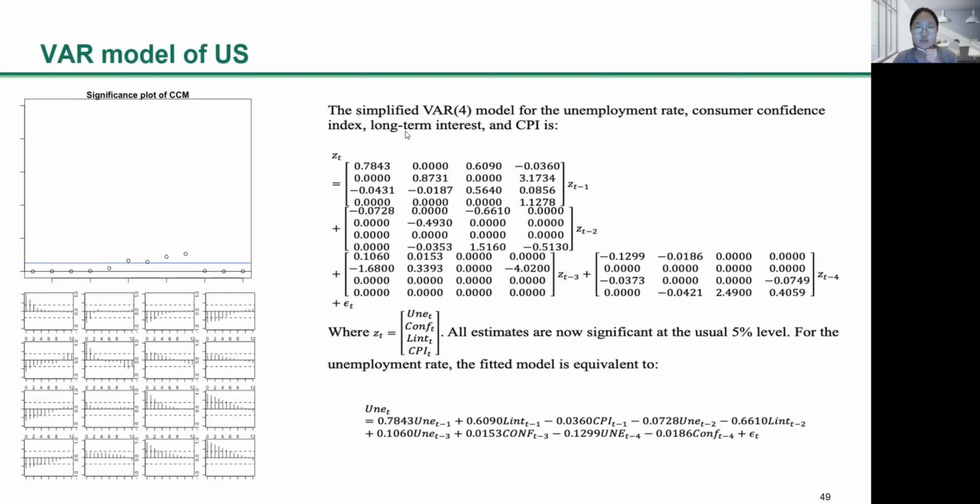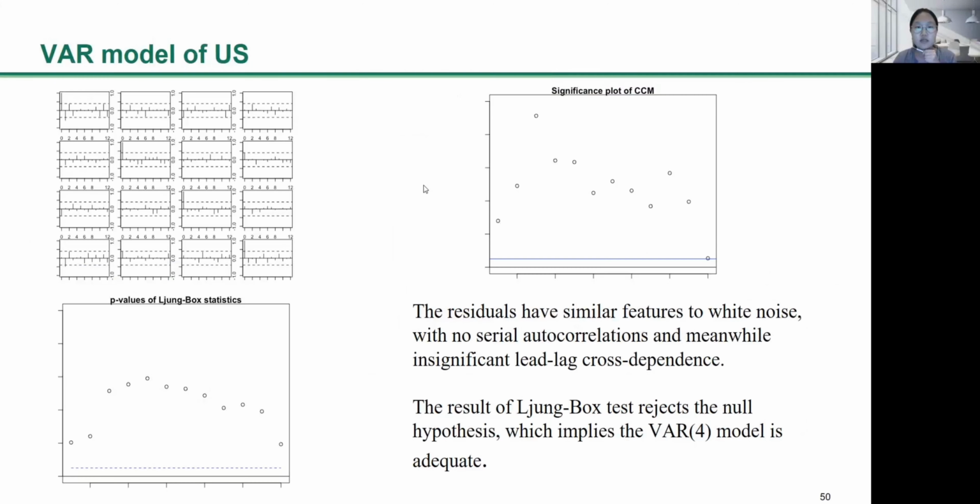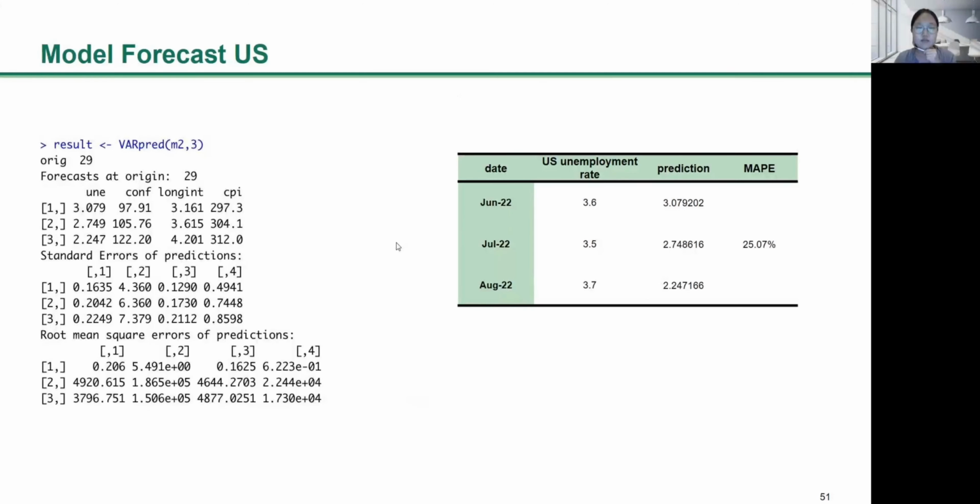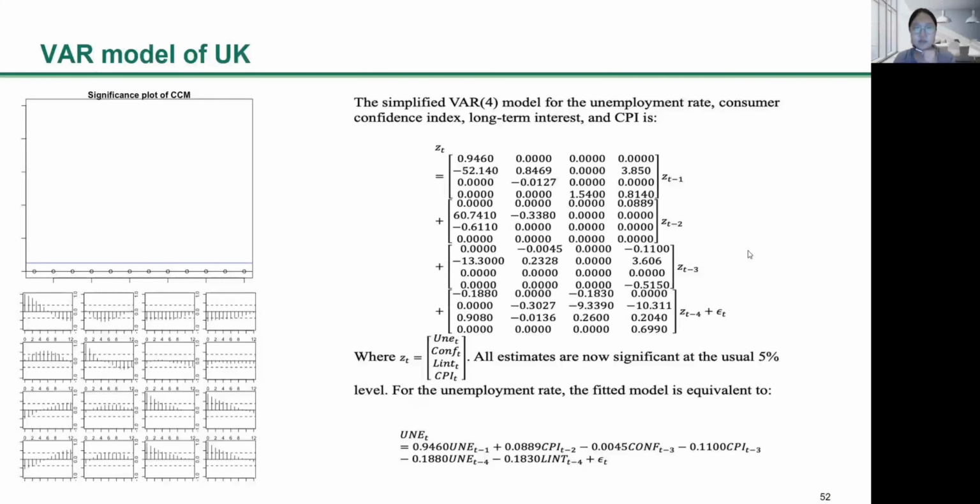Then we use a VAR(4) model to fit the data. The simplified VAR(4) model is shown below. The test of residuals implies the model is adequate. The MAPE of the prediction of the US unemployment rate is about 25%.